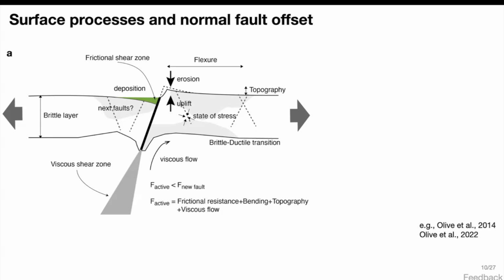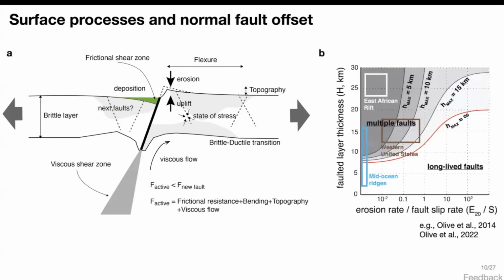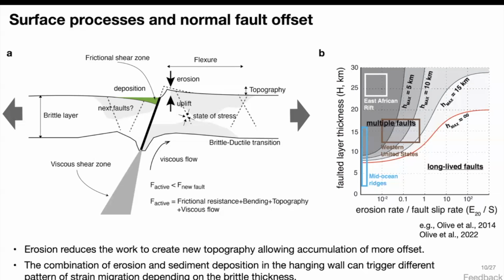And we know that if you remove by erosion the topography that you form, this was work done by Jean-Arthur Olive in 2014 and 2022, then depending on the thickness of this brittle layer and the erosion rate, you might facilitate and preserve the activity of the normal faults, and you therefore will increase the normal fault offsets. So the erosion reduces the work to create new topography, allowing accumulation of more offsets.